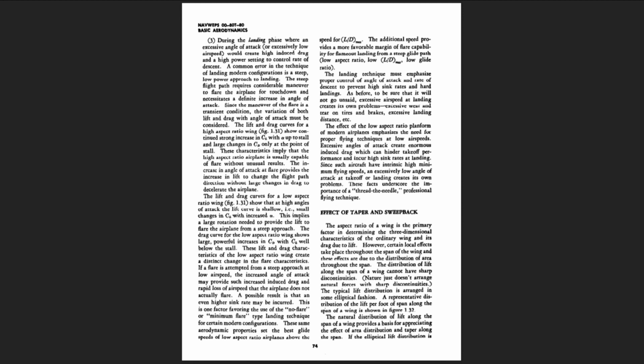Effective taper and sweepback. The aspect ratio of a wing is the primary factor in determining the three-dimensional characteristics of the ordinary wing and its drag due to lift. However, certain local effects take place throughout the span of the wing, and these effects are due to the distribution of area throughout the span. The distribution of lift along the span of a wing cannot have sharp discontinuities. Nature just doesn't arrange natural forces with sharp discontinuities. The typical lift distribution is arranged in some elliptical fashion.